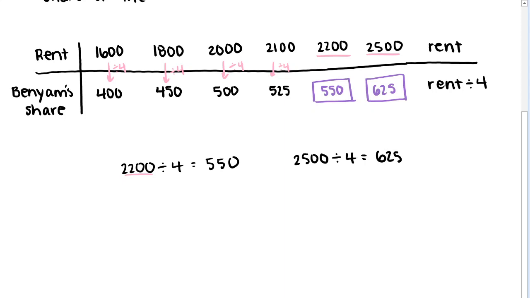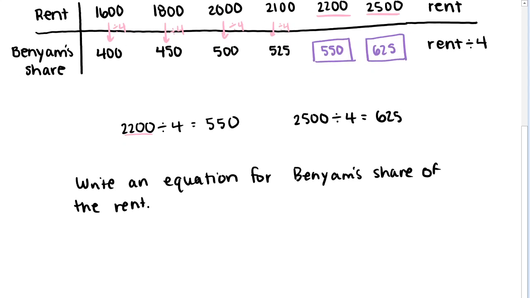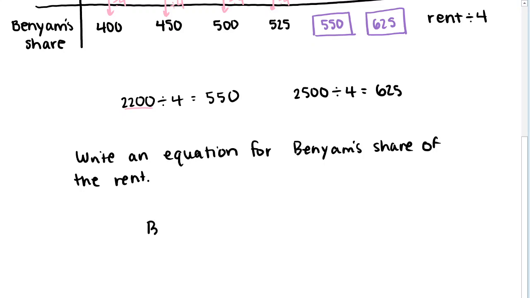So if we wanted to write an equation for Binyam's share of the rent, well, the idea is that Binyam's share of the rent we can compute by taking the rent and dividing it by 4.